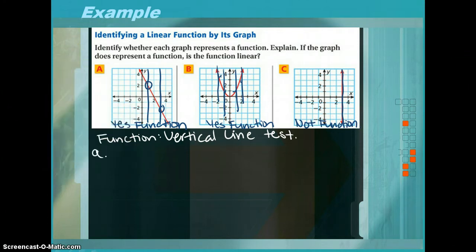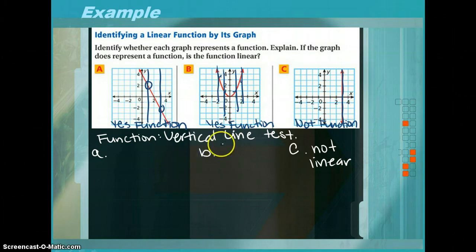The next step is to determine whether or not each of these items are linear. For it to be linear, it needs to have a very specific diagonal line look. A vertical line is technically linear, but since it's not a function, it's not a linear function. This does have a linear equation to it. It just simply has no slope, which is why it's not considered linear. So C would be considered not linear, but by definition of a straight line, it is a straight line.